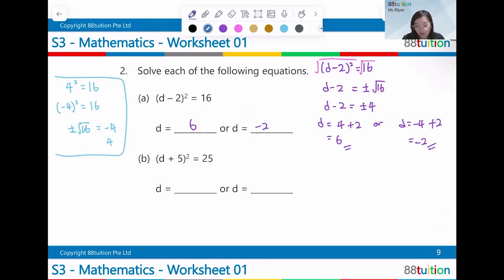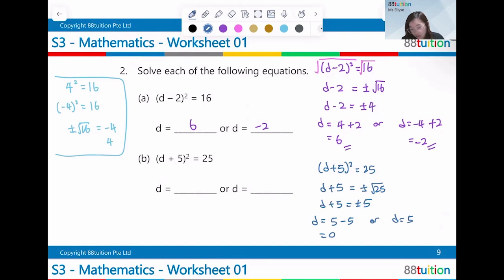Then we have part B. I'll use another color. Something like that. Same thing, just square root both sides. You will get rid of the square. Then this one, you will have a plus minus square root of 25, so eventually this will be plus minus 5. Then you also have two different answers. So the first one will be 5, or you have a minus 5, because one is positive, one is negative.